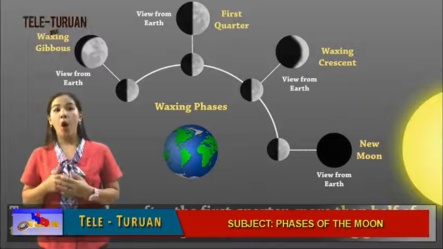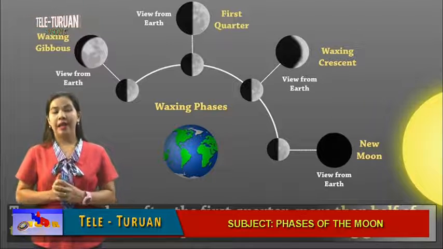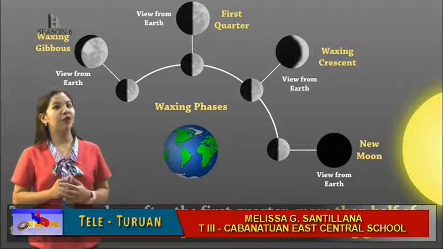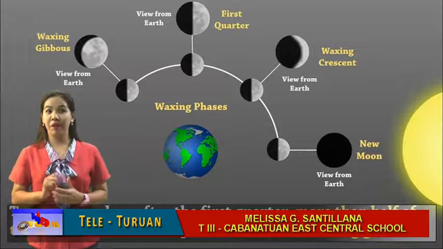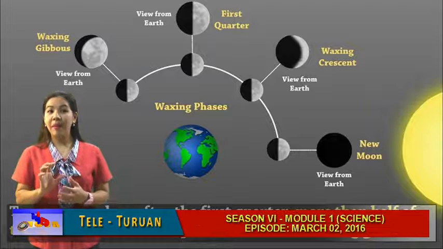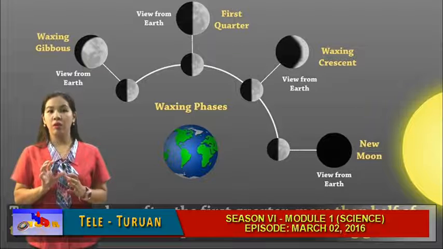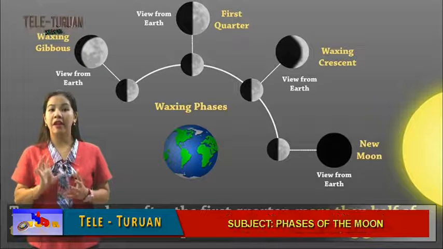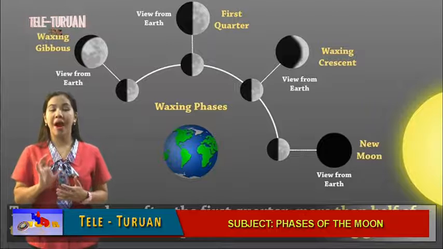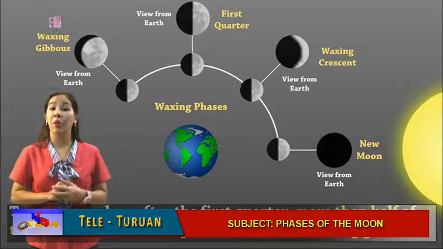Followed by waxing gibbous moon. This moon can be seen after the first quarter moon, but before the full moon. The amount of the moon that we can see will grow larger and larger every day. So this is waxing, which means increasing and growing larger.